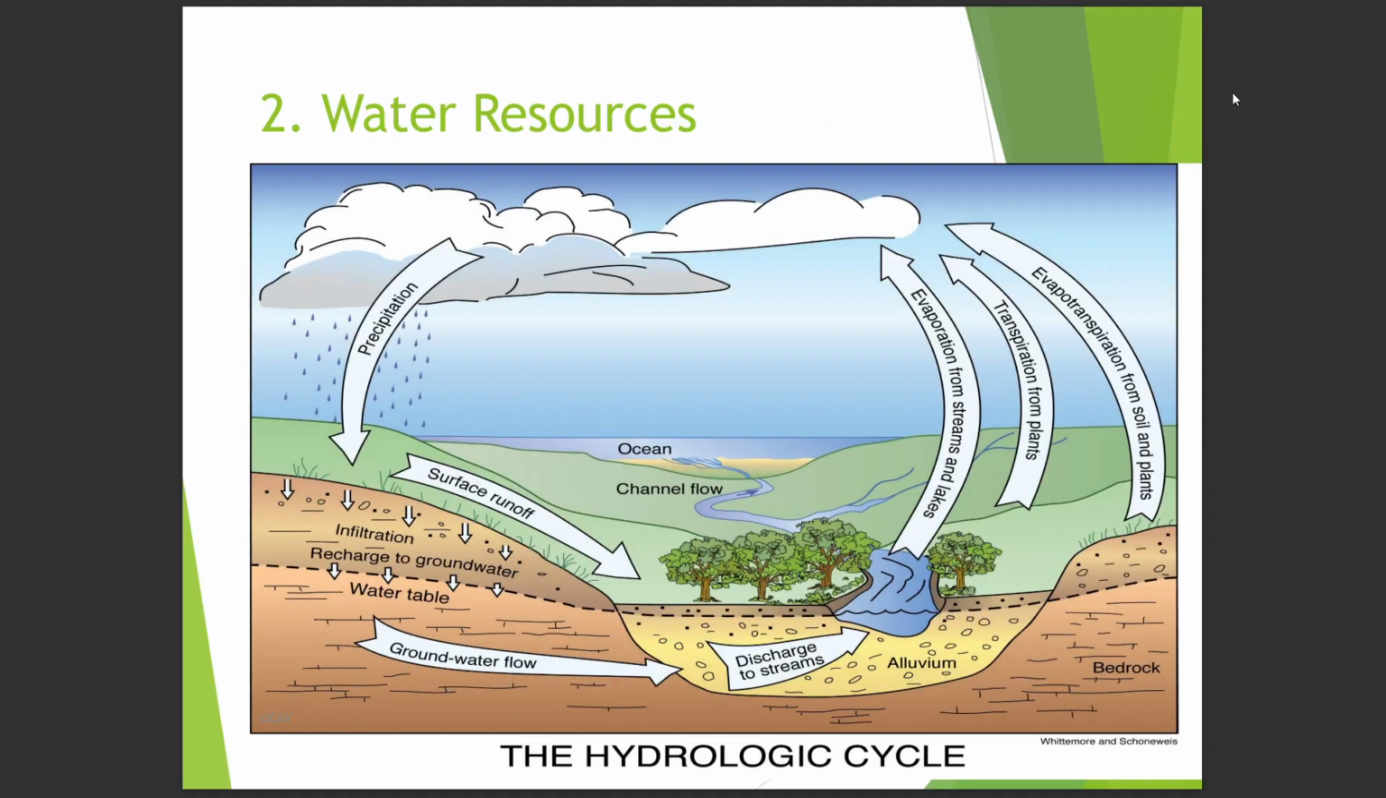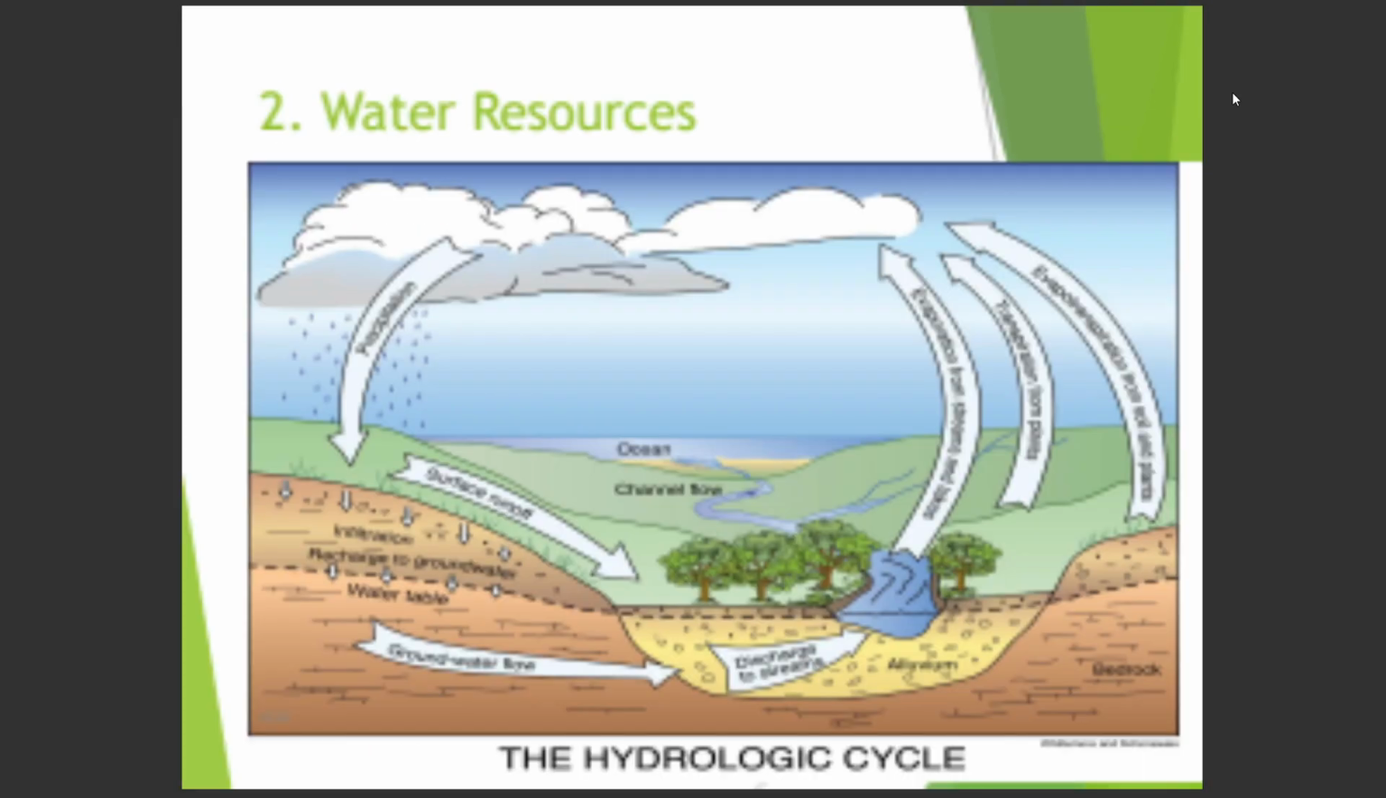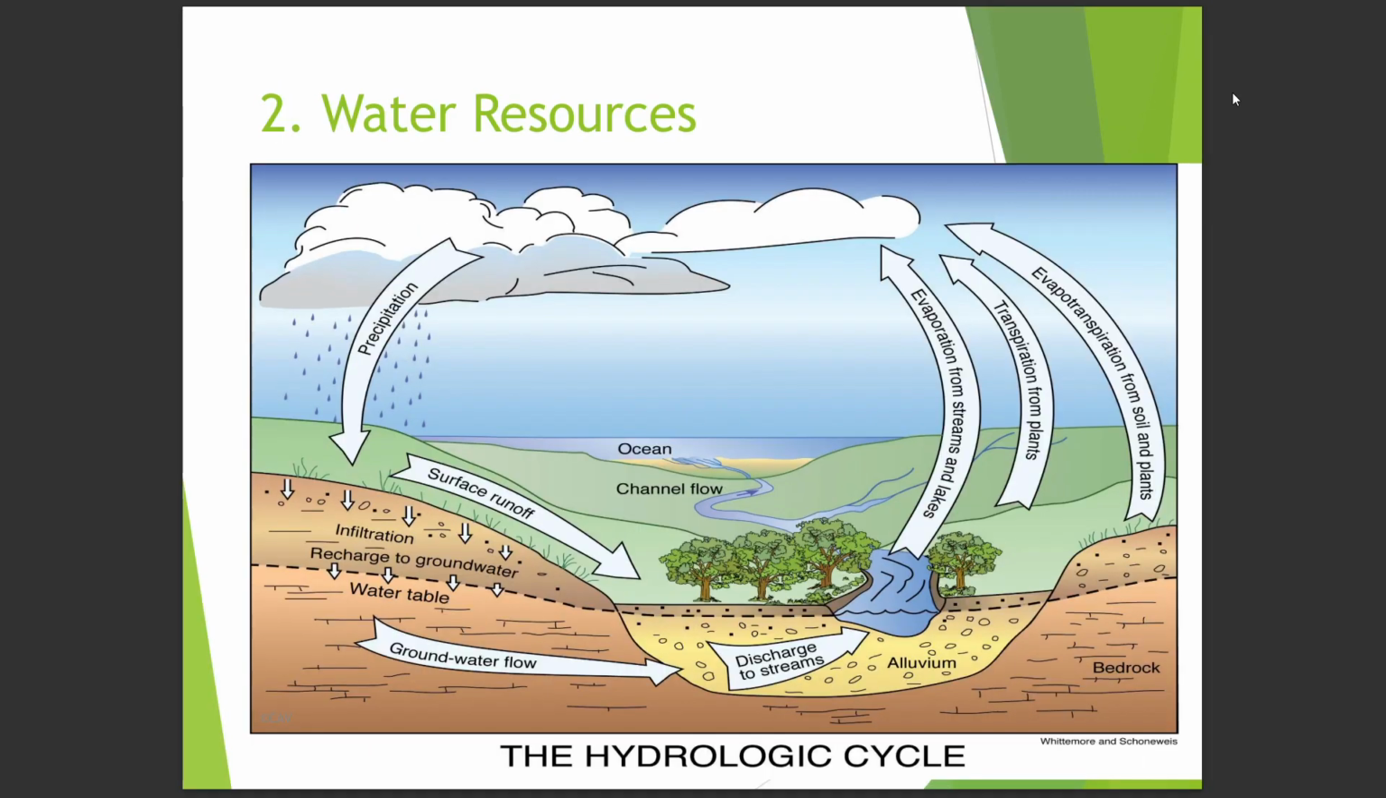Second is water resources. We studied water's hydrologic cycle in the second part of the second unit.